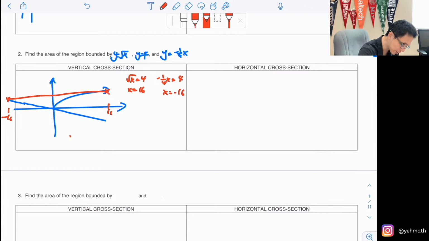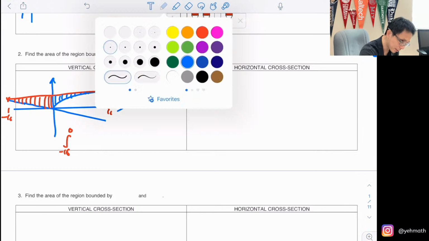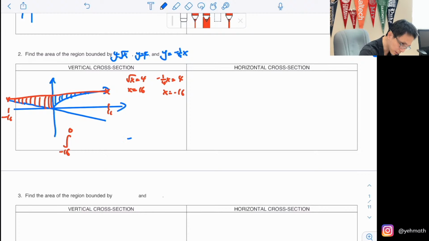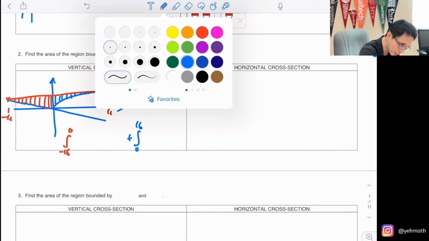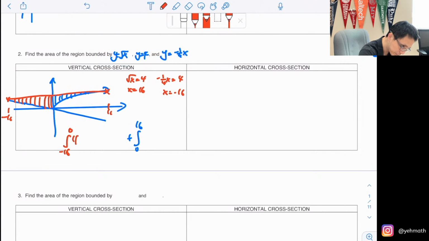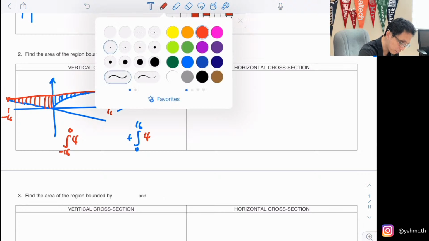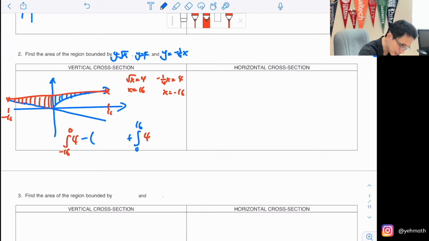Now, if I do it vertically, it's going to be between negative 16 to 0, because you need 2 separate integrals. You see here, 1, and then 2. That's going to be 2 separate integrals here. So it's plus from 0 to 16. And top minus bottom: the top graph is always 4. The bottom graph is going to be minus negative 1/4 x dx, and this one's minus square root x dx. And that's the way you do this question.